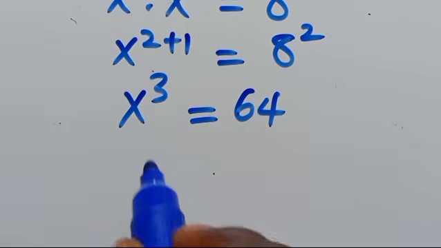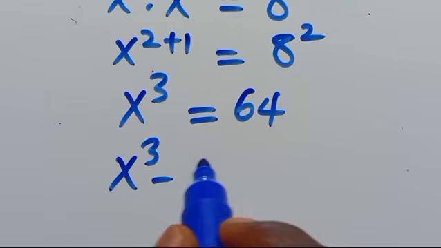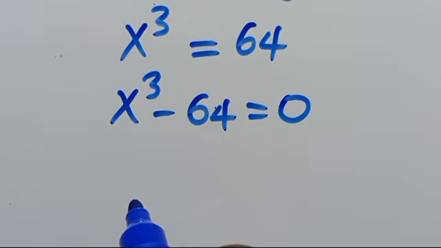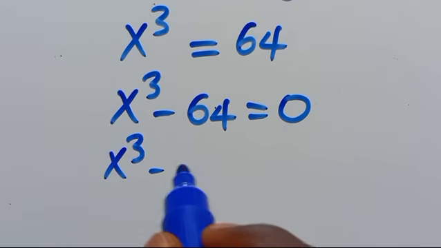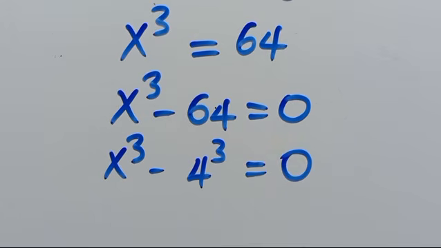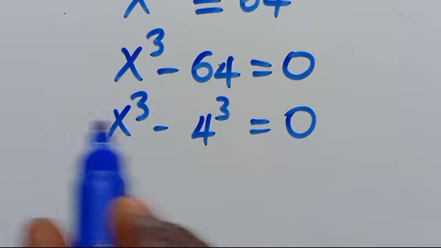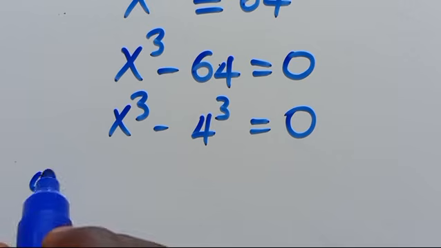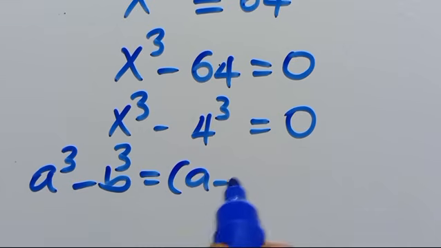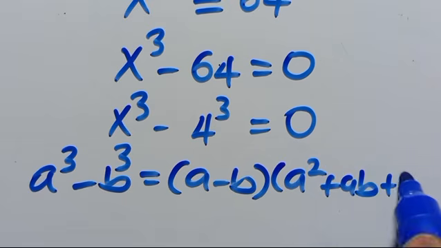Now we have x to the power of 3 minus 64 equals 0. So we have x to the power of 3 minus 4 to the power of 3 equals 0. Now, when we have this, we call this difference of two cubes. We have a to the power of 3 minus b to the power of 3 equals a minus b times a squared plus ab plus b squared.